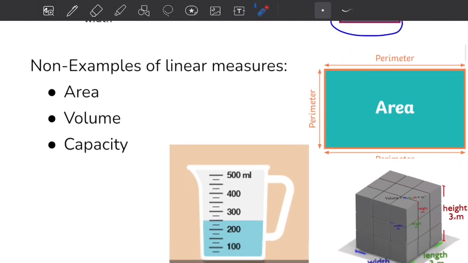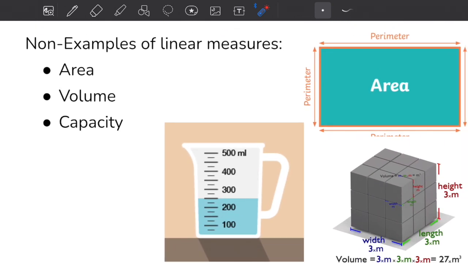So what are some non-examples of linear measures? Anything that is not one-dimensional. So area is not a linear measure because it looks at the space inside an object. This is two-dimensional. It is not a linear measure. Volume is not a linear measure because it looks at how much space an object takes in the world. So it is three-dimensional. We look at width, length, and height. So this is not a linear measure. Capacity is not a linear measure because it looks at how much we can fill an object with a substance, right? So it is also three-dimensional.